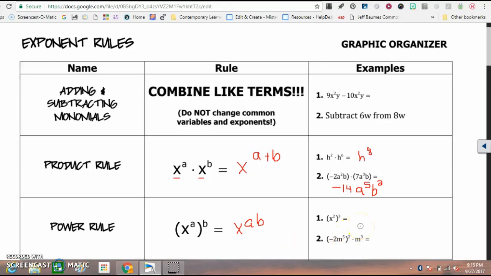So a nice simple one for number 1. X to the second to the third. So that just means I'm going to keep the base. And I'm going to multiply 2 times 3. 2 times 3 is 6.